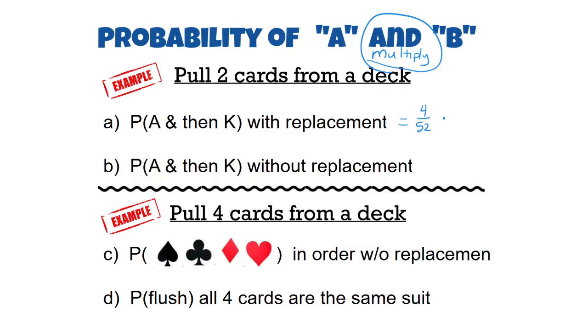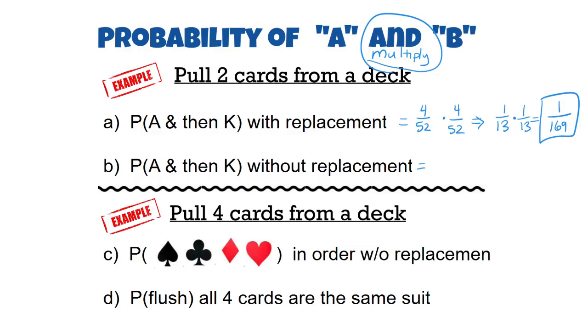Now I did replace that ace that I got in first, so now I put it back in. There's going to be 4 kings in the deck and 52 cards. Now you're going to, like I said, want to learn to be reducing these. 4 out of 52 is going to be a 1/13 times another 1/13, which is 1 over 169 probability.